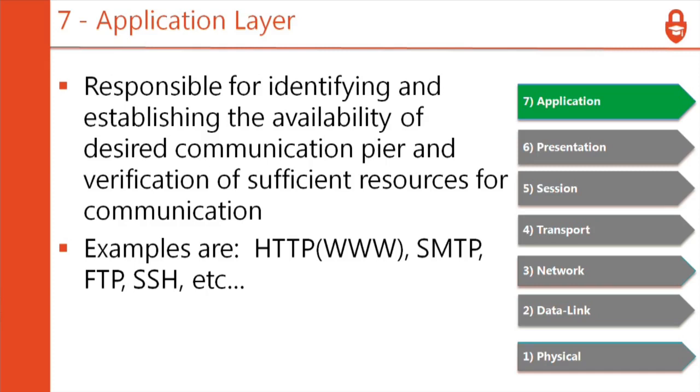Layer 7 is responsible for identifying and establishing the availability of desired communication peer, and verification of sufficient resources for communication. Some examples are, like we talked about, HTTP, secure HTTP, which is HTTPS. We don't say SSL anymore because that's defunct and obsolete. It's insecure now. And we don't want to say TLS, because then we label it again as TLS when really it's HTTP and HTTPS, secure HTTP. Then we have SMTP, FTP, SSH, anything that talks over the wire. Could be ping, but ping will occur at a lower level, but it still comes from an application, so it still traverses the stack.